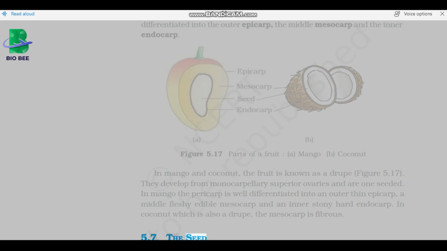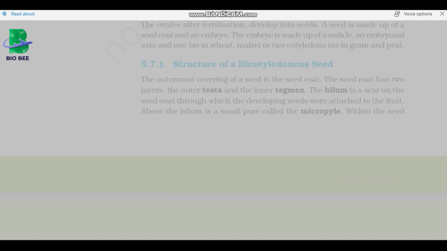5.7 The seed. The ovules after fertilization develop into seeds. A seed is made up of a seed coat and an embryo. The embryo is made up of a radicle, an embryonal axis and one cotyledon as in wheat, maize, or 2 cotyledons as in gram and pea. Structure of a dicotyledonous seed.